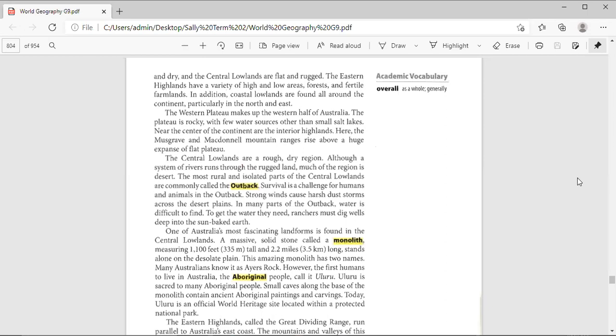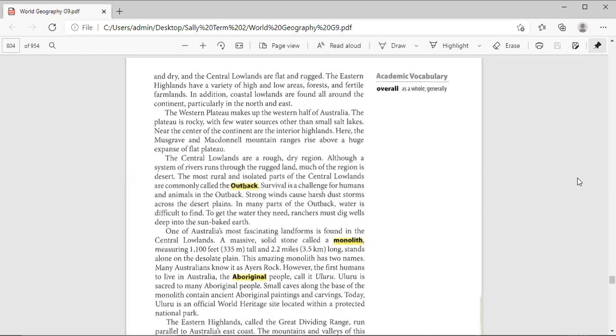The lowlands, they are flat and very rugged. What about the Eastern Highland? The Eastern Highland has a variety of high and low areas, forests and farmlands.